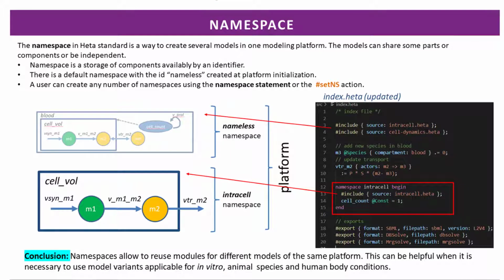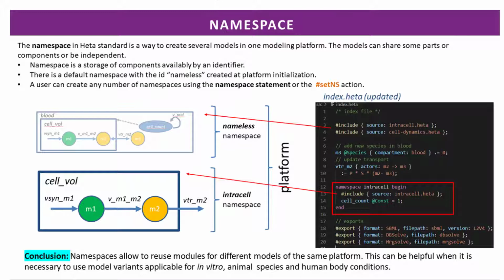Another layer of modularity is a system of internal namespaces. The namespace in Heta is a separated part of a modeling platform which can be interpreted as a submodel. The created models can be independent or share common parts.